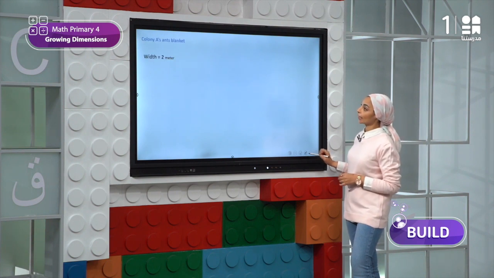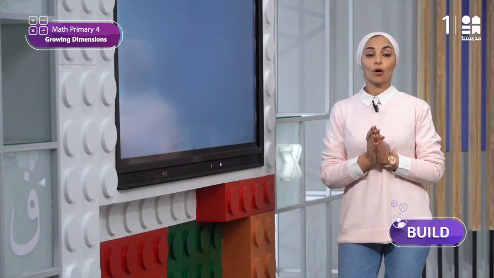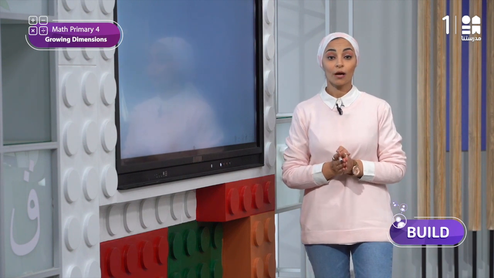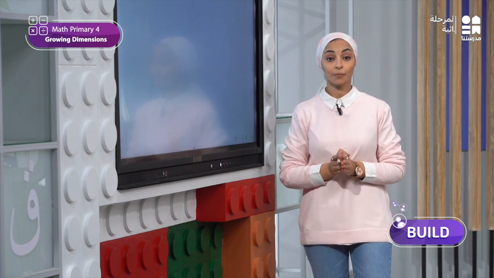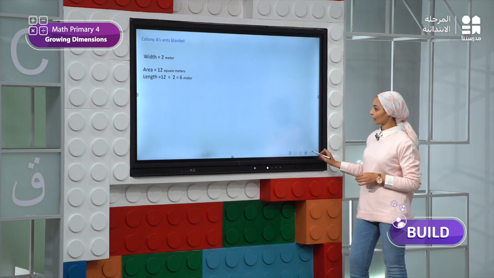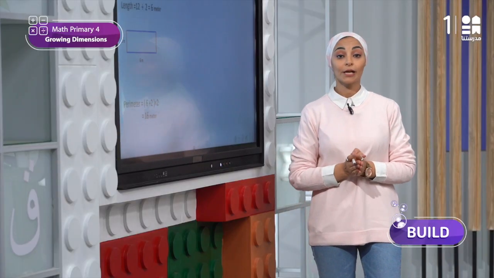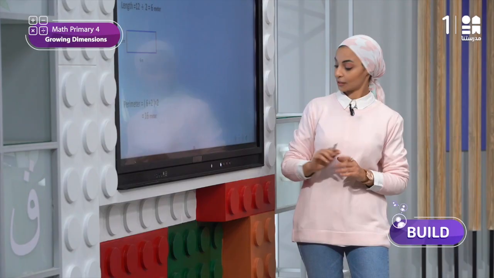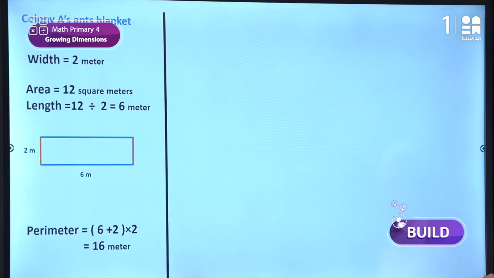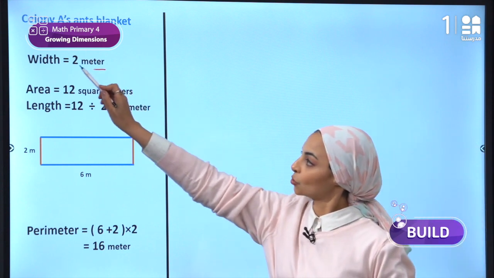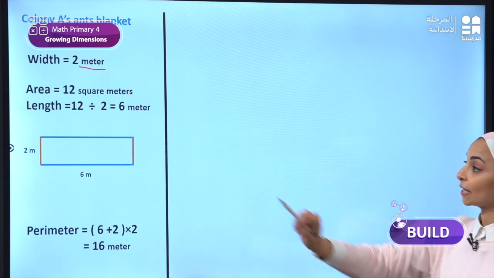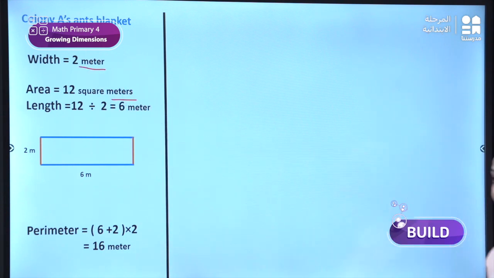Here in colony A, ants walk around a blanket that is 2 meters wide. So my width was 2 meters wide and this is my drawing, and it has an area of 12 square meters. So what is it giving me? Let's see. First, it gives me my width, 2 meters, and it also gives me the area, 12 square meters.